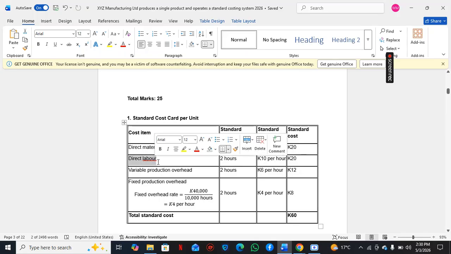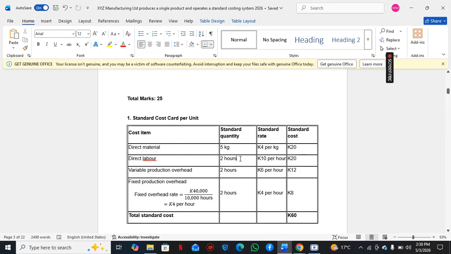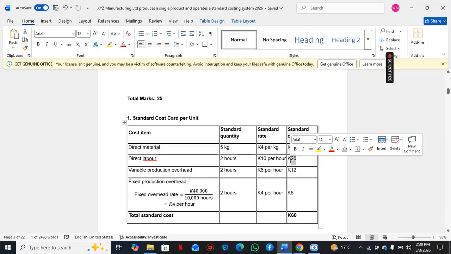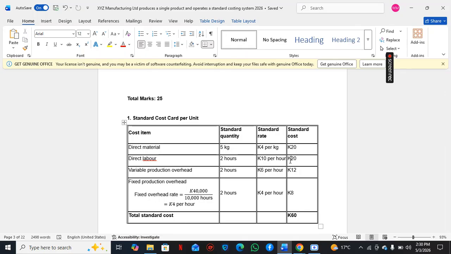Direct labor hour. Each unit takes 2 hours. The standard rate is 10 kwacha per hour. So the standard labor cost should be 2 times 10 kwacha, 20 kwacha. So for each unit, labor should cost 20 kwacha.